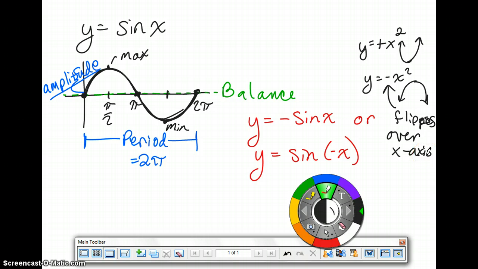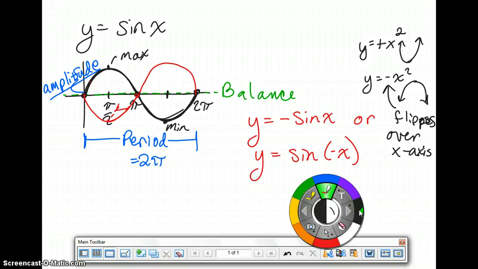So if we graph that, we just take everything and do it in the opposite order. So instead of starting going up, we would actually start by coming down with our curve. Go back through that same 0, and then we'd still end at that same 2 pi. It just flips upside down over that x-axis. All right, so that's your sine curve.